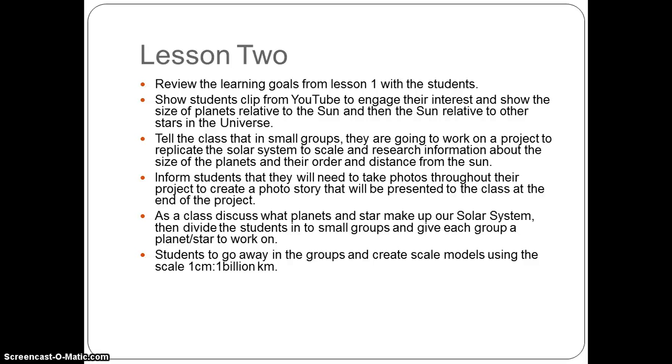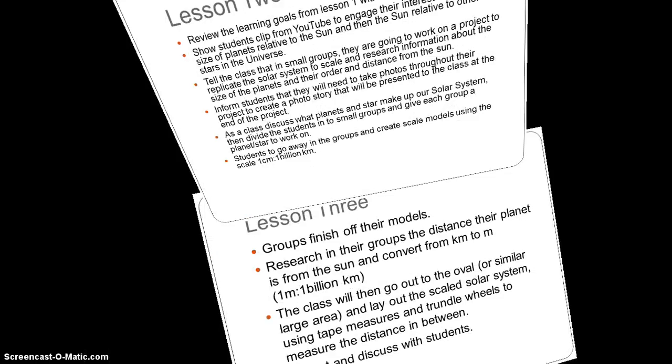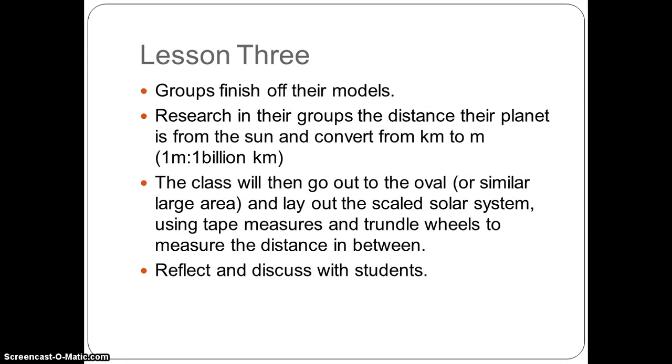Inform students that they will need to take photos throughout their project to create a photo story that will be presented to the class at the end of the project. As a class, discuss what planets and stars make up our solar system. Then divide the students into small groups and give each group a planet or star to work on. Students are to go away in groups and create a scale model using the scale 1 centimetre equals 1 billion kilometres.